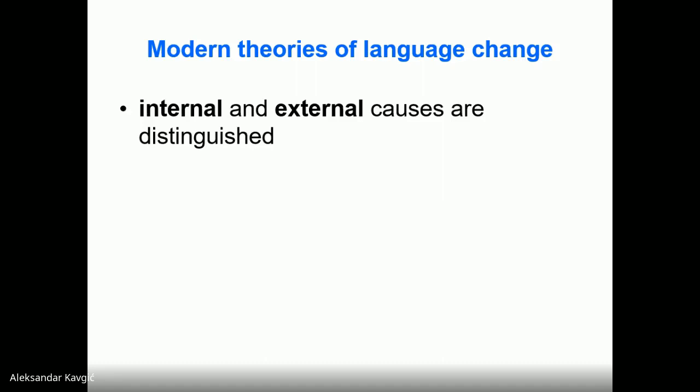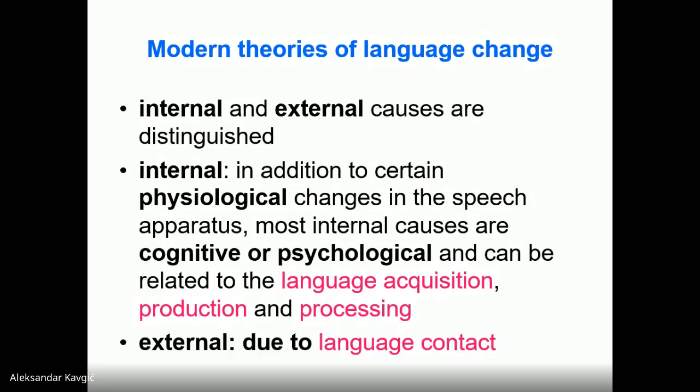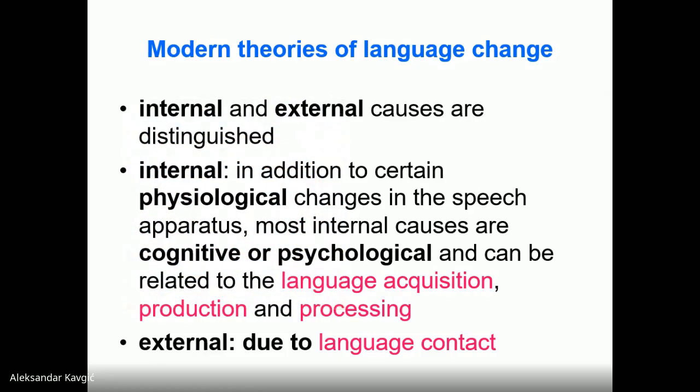But some of it has to do with production and processing of language, in the sense that language is an adaptive, optimal system that tries to be efficient and to get rid of exceptions. So I also have in the slide what I just said, that external changes are due to language contact. That's, for example, the Anglo-Saxons invading the British Isles, as exemplified in this photo, which briefly appeared.